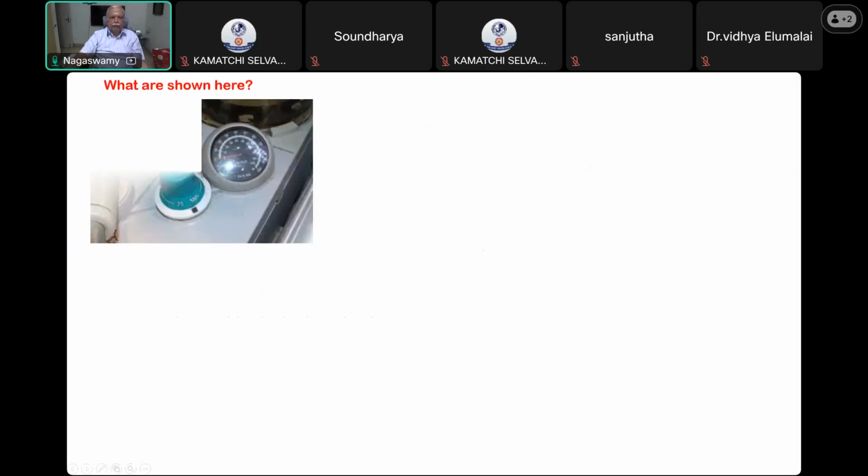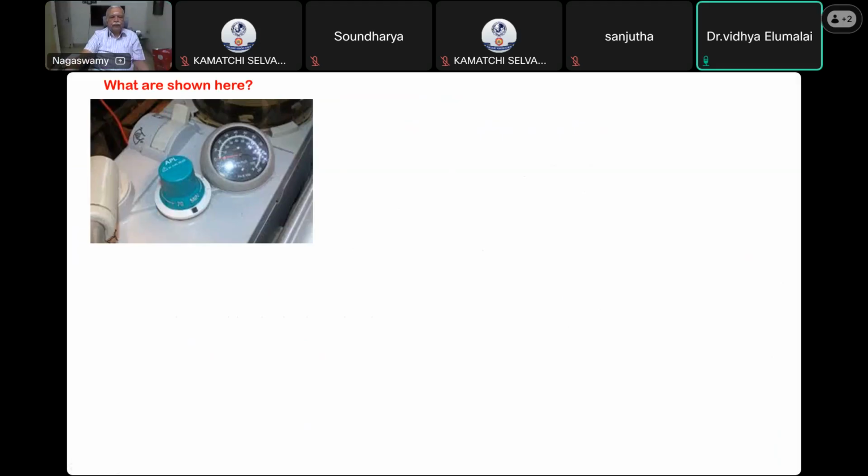What are shown here? This is a very, very familiar picture for you. All of you are using machines which have these parts here. So you must identify all the parts that are shown here. There is a switch for manual and ventilation. Okay, very good. Ventilation. There is a pressure releasing valve, APL valve.